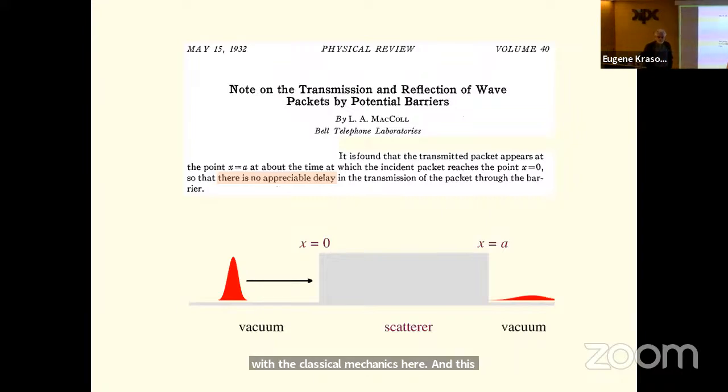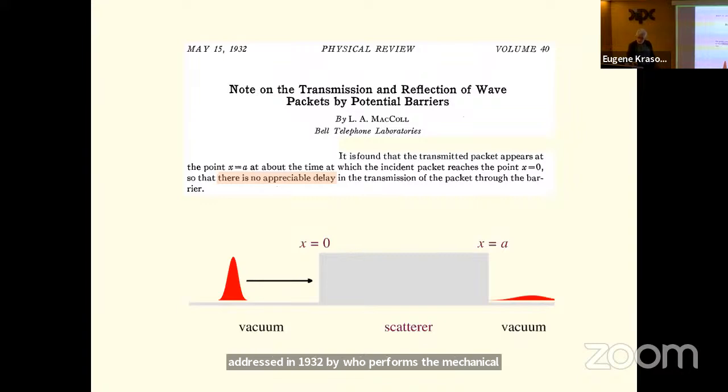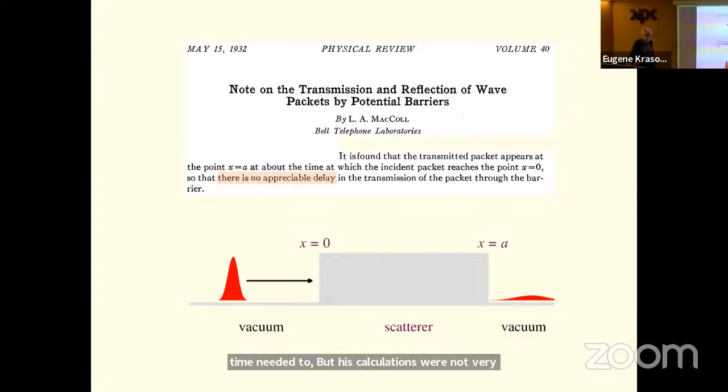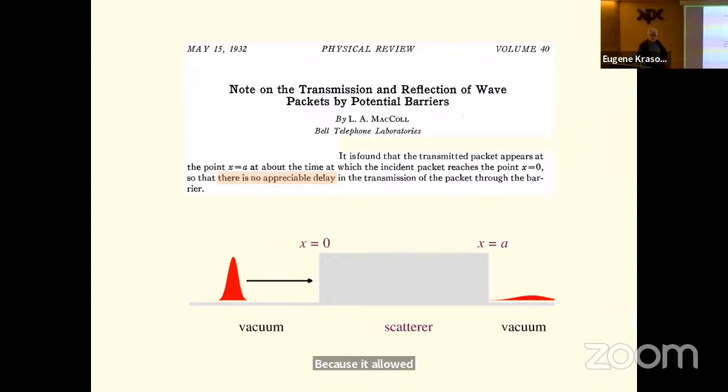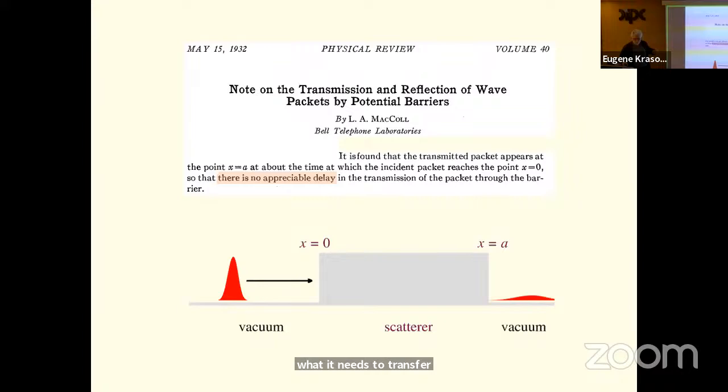So there is no analogy with classical mechanics here. The question of the transmission time in tunneling was first addressed in 1932 by McCall, who performed a quantum mechanical calculation and concluded that basically there is no time needed to traverse a barrier. But his calculations were not very transparent, because it allowed for very different understandings of what it means to traverse the barrier.